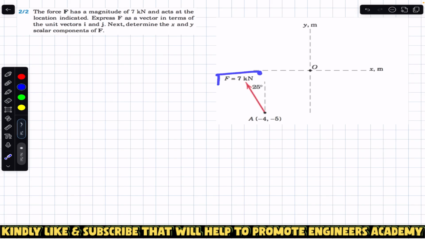So we are given this force F, which is acting at the coordinates of -4 and -5, and it is making a 25-degree angle with the line which is parallel to the y-axis. As we know, it will have two rectangular components. It will have one component in the positive y direction, so this will be F_y, and here this will be F_x, and the sum of F_x and F_y must give us that force F by the head to tail rule.